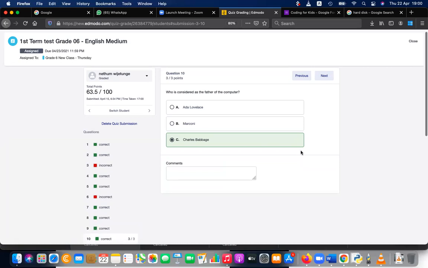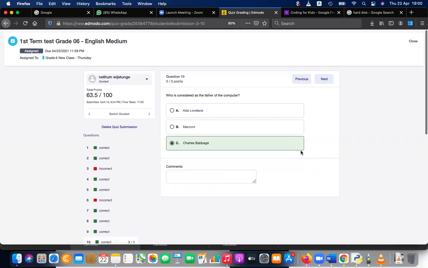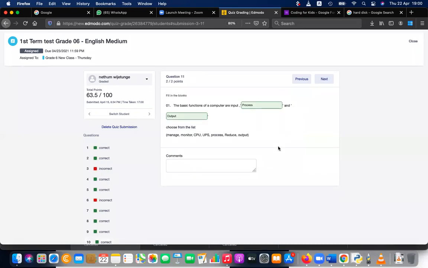Who is considered to be the father of computer? Yes, who's that? Charles Babbage. You know very well. Ada Lovelace, what has she done? Ada Lovelace is called the first programmer, right? Lady Ada Lovelace is called the first programmer. The basic functions of a computer are input, process, and output. Correct. Input, process, and output.